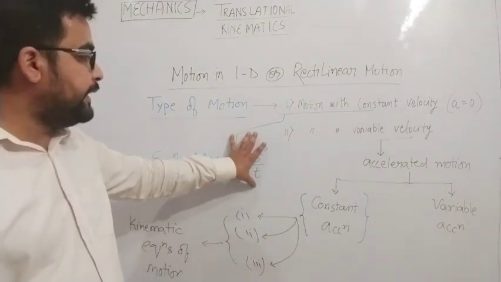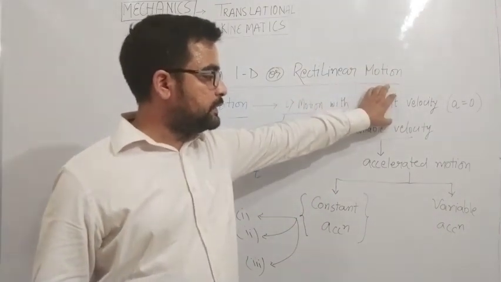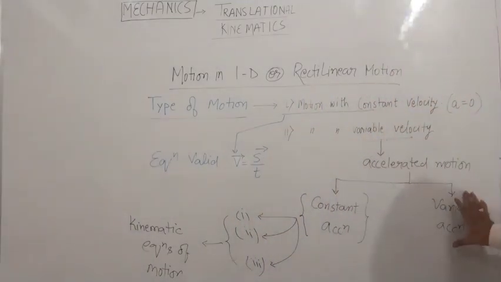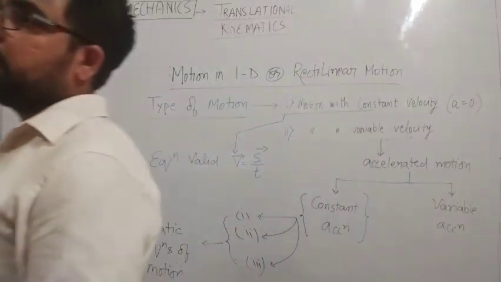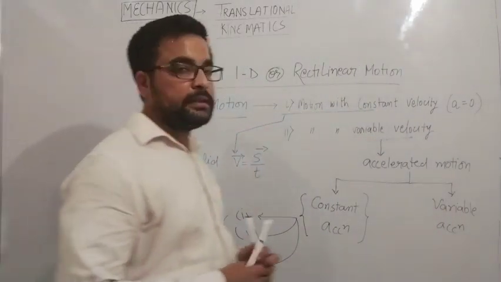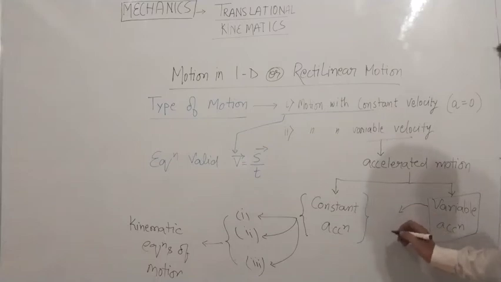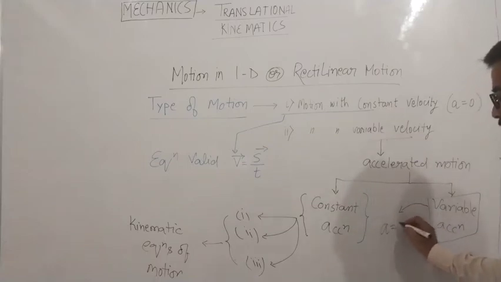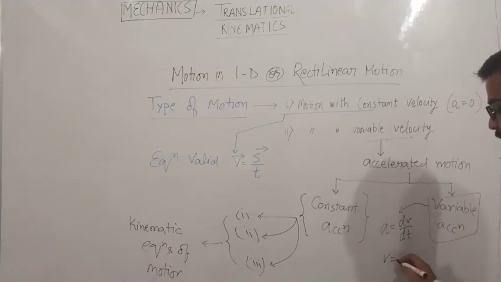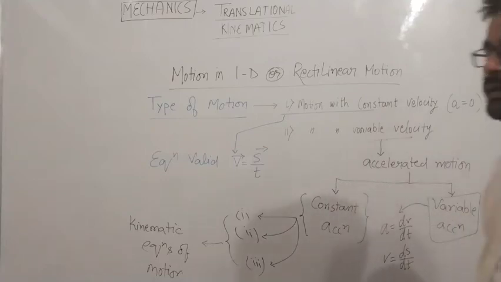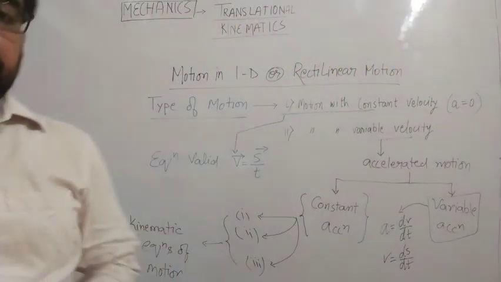V is equal to s by t will govern the motion with constant velocity. And for variable acceleration, what equations are left? Nothing is left. Whenever you get these kinds of questions, they will be taken care of by your calculus. That is, A is equal to dV by dt and V is equal to ds by dt. These two equations you will use to deal with questions based upon variable acceleration.